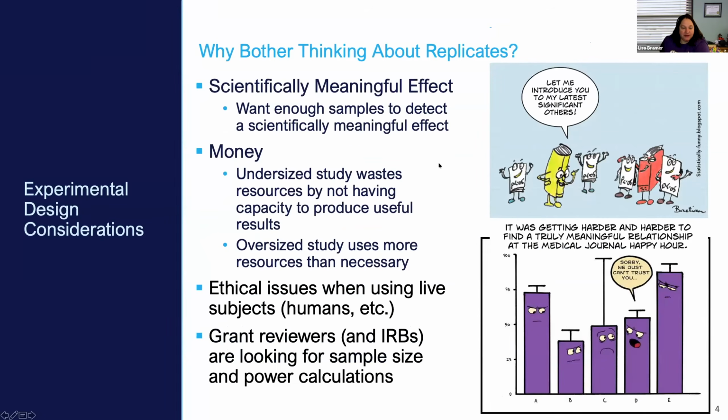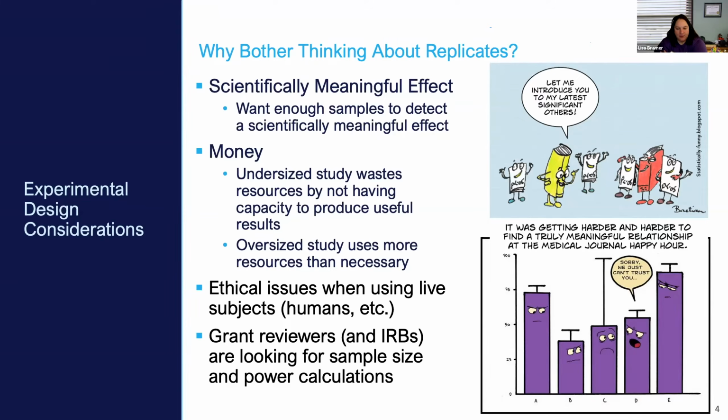So I'm going to make my case one more time. Why do we bother thinking about all of this? Well, we want to find scientifically meaningful effects. And the number of replicates is not just about finding significance, but how big of an effect size is needed to find significance. And it's really a consideration of money. If you undersize your study, you're wasting resources because you're not going to get useful results. But if you oversize your study, you've wasted money as well. And there are ethical issues that are connected if you're using humans or animals.